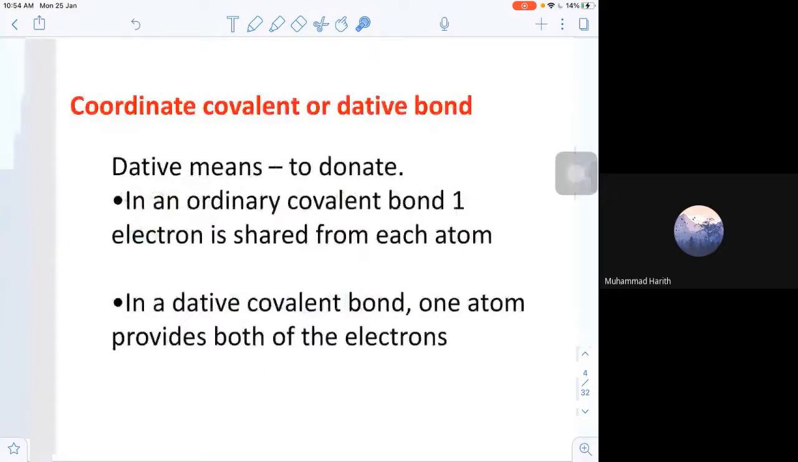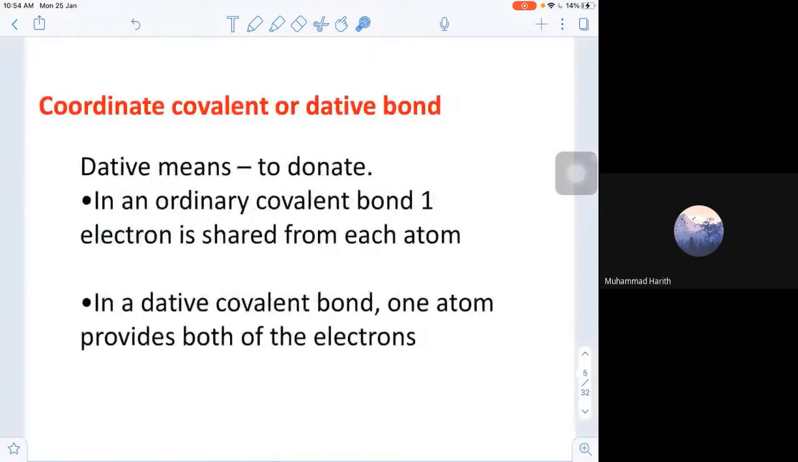So covalent bond is divided into 2. The ordinary one, and also the covalent coordinate bond, which is also known as the dative bond. What is the difference between the ordinary covalent bond and the covalent coordinate bond or the dative bond? You have to remember these two terms. Coordinate covalent and dative, they are the same.